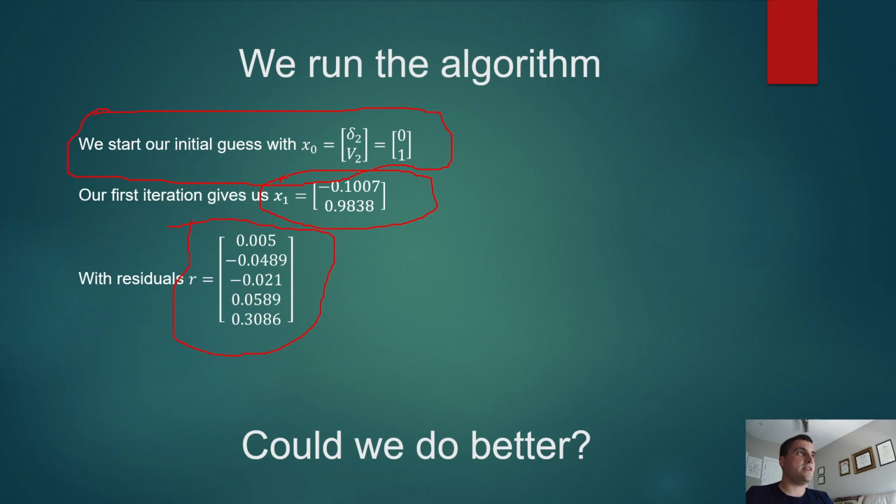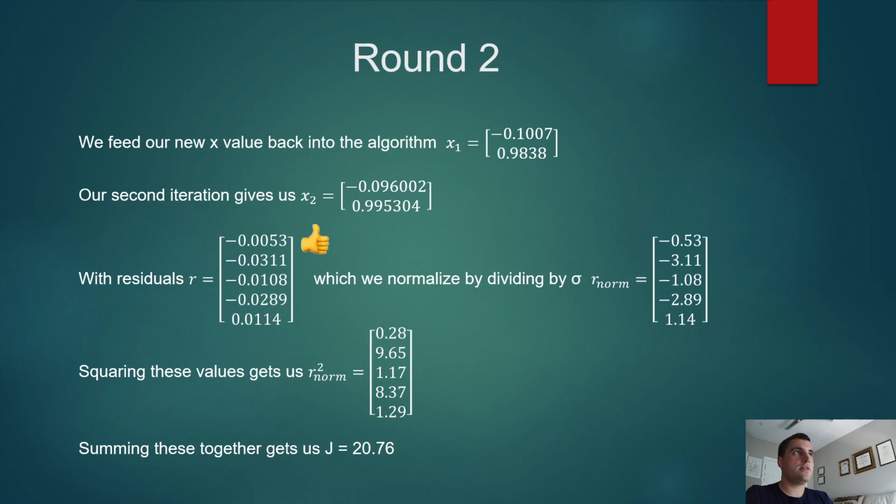It's always a good idea when you have a nonlinear system to run the equation at least twice. So we run it again, and we get this for our x value. Sorry, we use this as our input for our x's, and we run the algorithm again, and we get this for our second iteration for our x values, and this for our residuals. This looks a lot nicer.